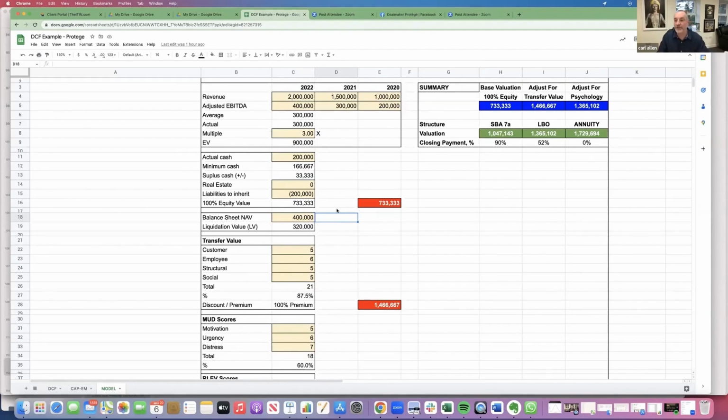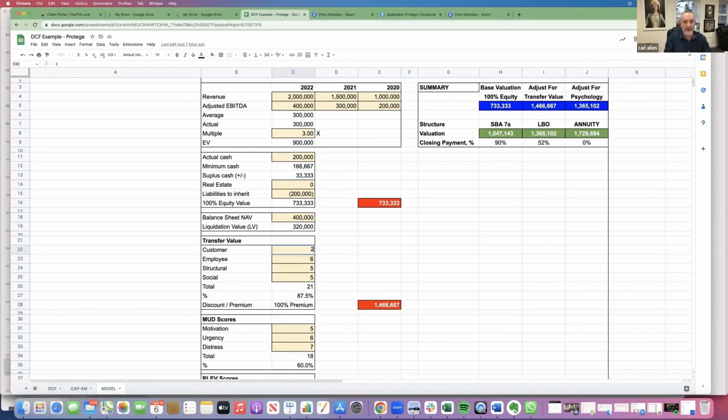These are different numbers to the one I've just showed you. I've been playing with this model. So it calculates the equity value for you. It then looks at transfer value. So in this example, best in class business scored 5 out of 6 for customer, 6 for employee, 5 out of 6 for structural, 5 out of 6 for social, 87.5%. And remember, the model tells you what the premium is going to be. So it's doubling the transfer value because it's got all these amazing things going on.